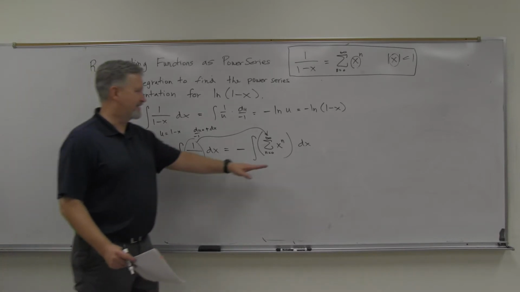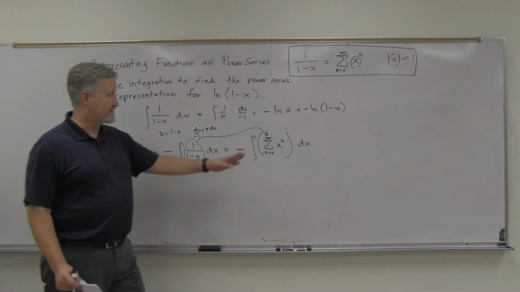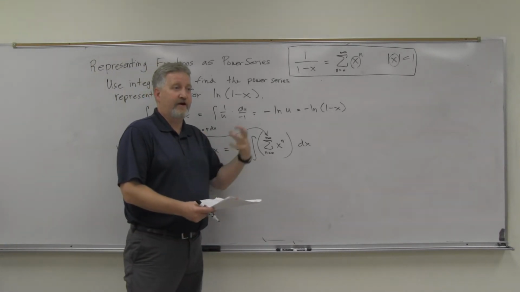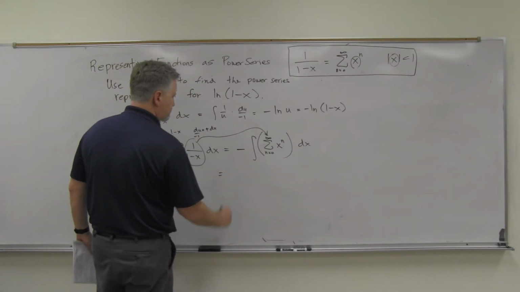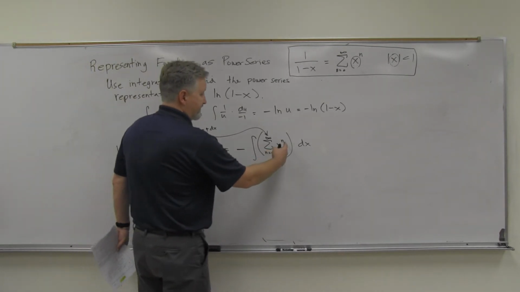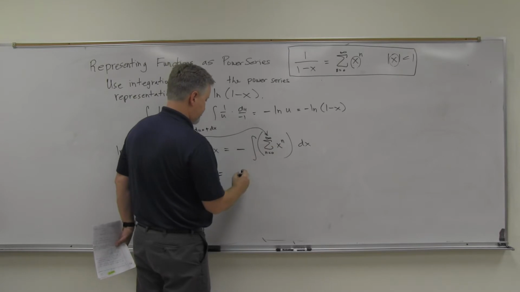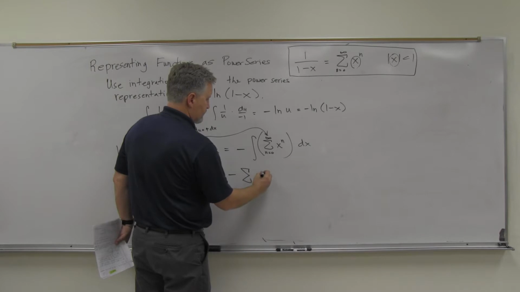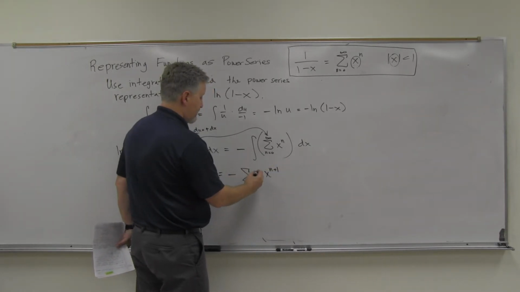So what do we get here? That's actually a pretty nice little integral, because it is a summation. So we're integrating a summation. We can write it out term by term, but it's just going to be power rule, isn't it? We're just going to increase the power by 1. And the only other thing is I'm going to divide by that power.